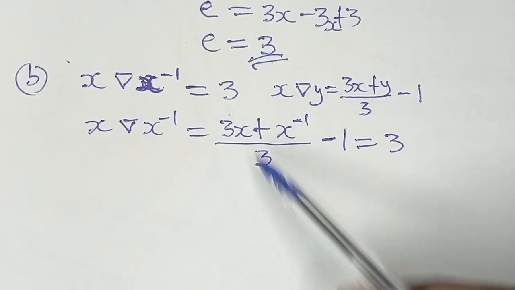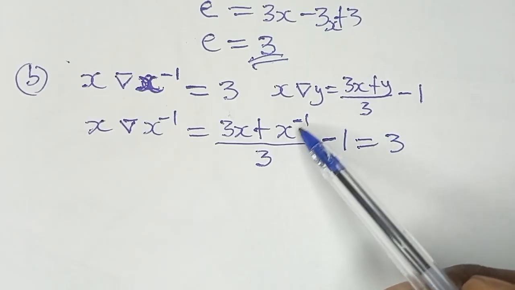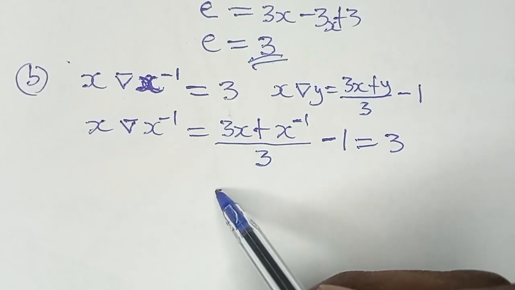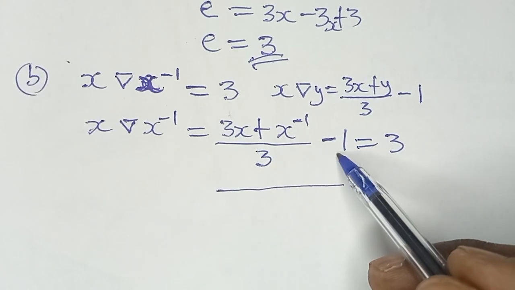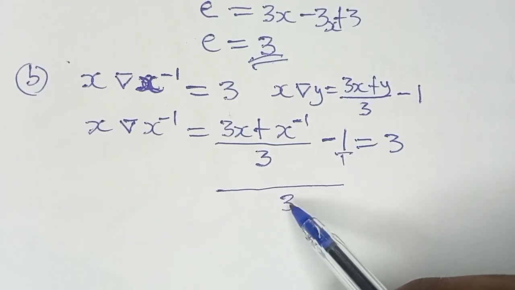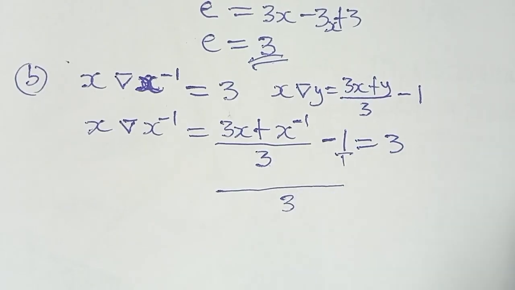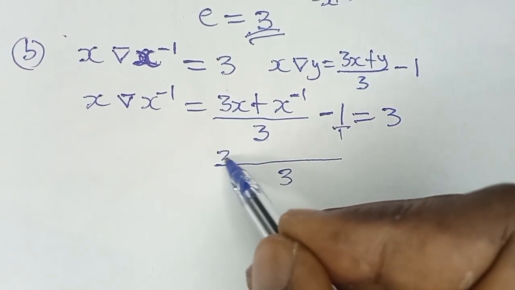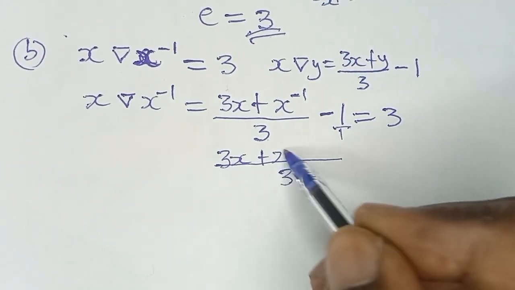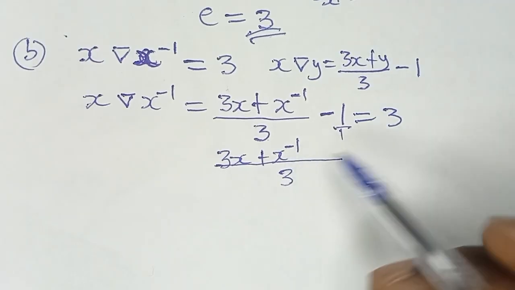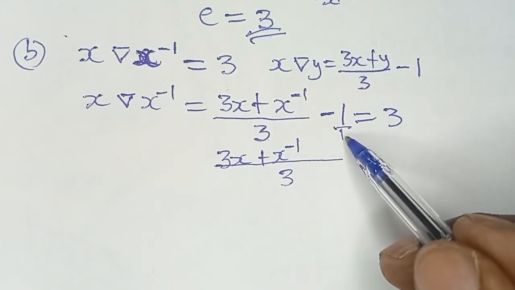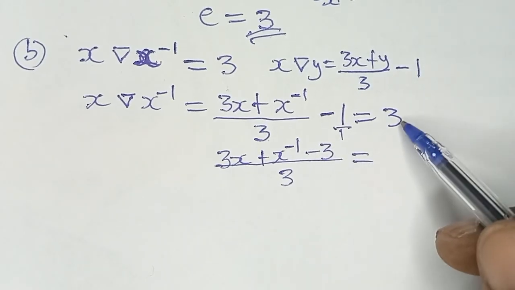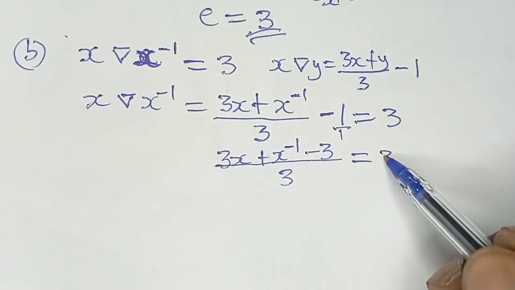So now we have to simplify further to solve for the value of this inverse, x raised to power -1. Let me first of all find the LCM there. The LCM of this and 1 over 1 is 3. So 3 divided by 3 is 1, and 1 multiplied by the numerator still remains 3x plus x raised to power -1. That is the inverse. And then 3 divided by 1 is 3, multiplied by -1, we have -3. And everything is equal to this identity element 3.